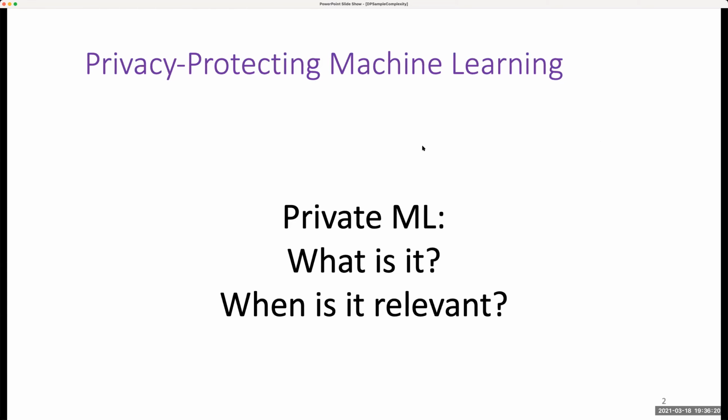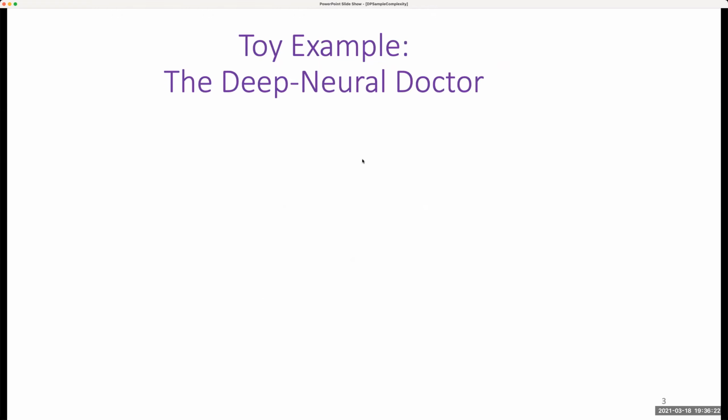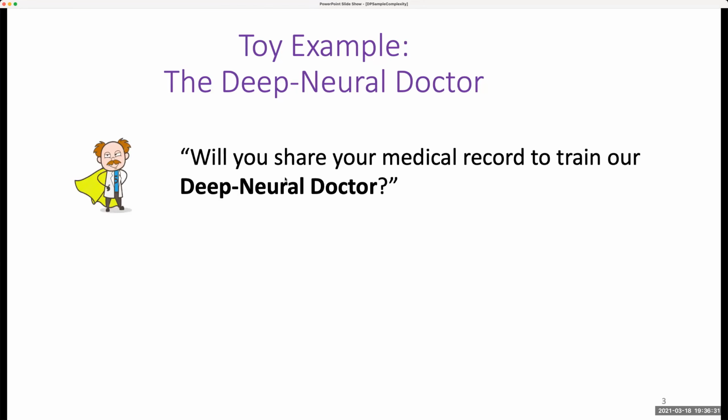So the toy example, which we'll actually use maybe twice in this talk, is the deep neural doctor, right? So imagine that your family doctor approaches you and asks you to share your medical record in order to train this brand new technology, which is called deep neural doctor, and they need as many medical records as they can in order to train it, and it's definitely a very worthy cause.